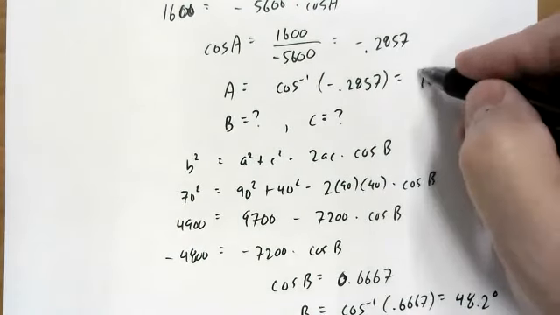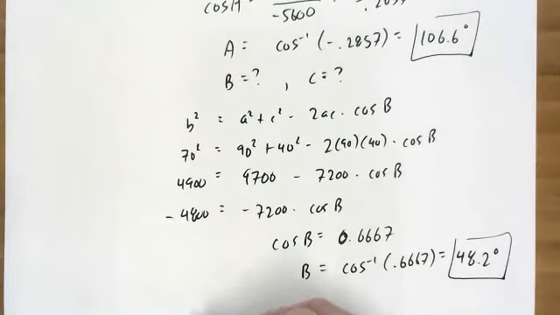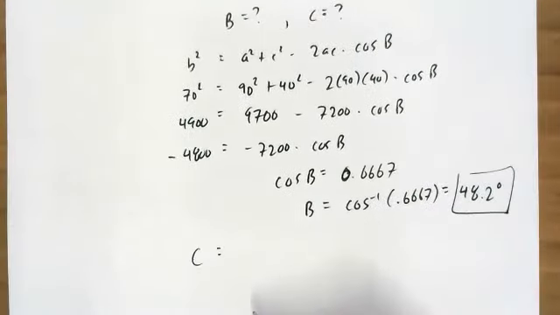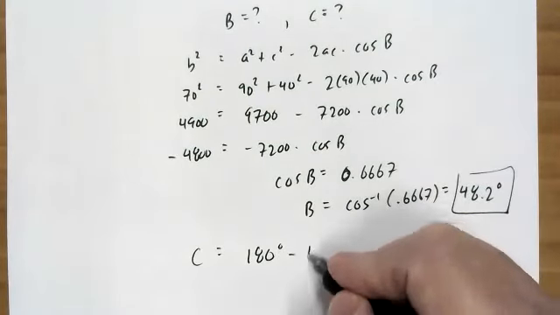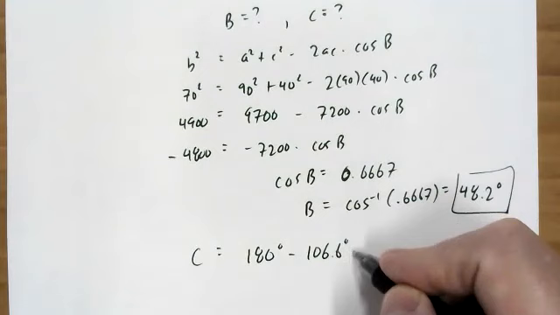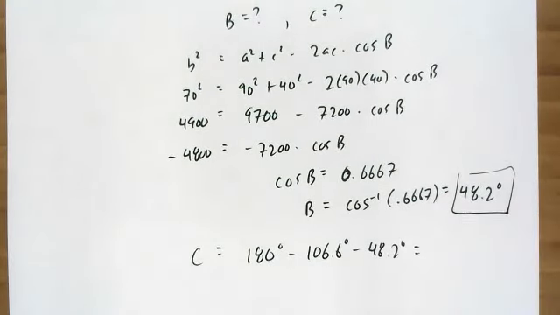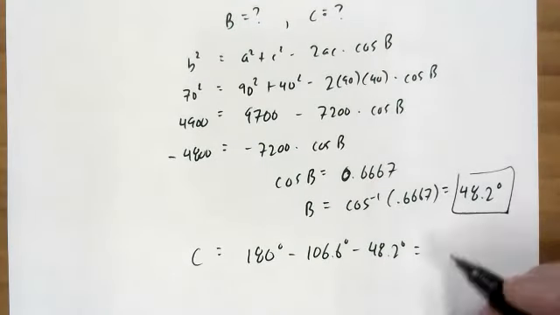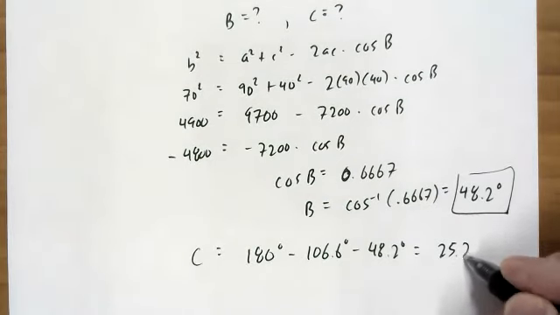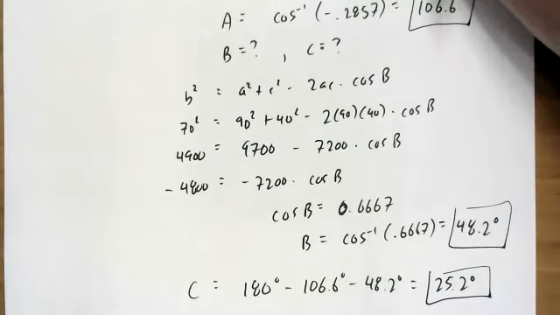So here's angle A, here's angle B. Now angle C, of course, we can just get by taking 180 degrees minus 106.6 degrees minus 48.2 degrees. And when you do that, you get 25.2 degrees. And there are your three angles.